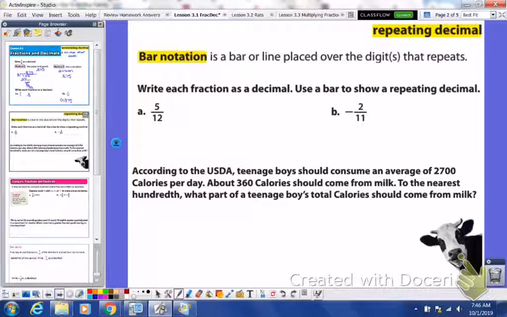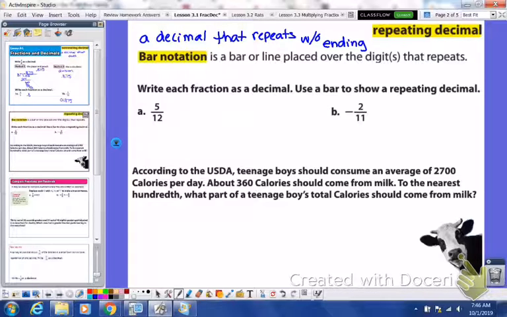So if we go on to our next, a repeating decimal would be a decimal that repeats, obviously, without ending. So it's going to continue forever and ever and never end. For that, we use bar notation because obviously we cannot keep writing the same number over and over again. So bar notation is a bar or line placed over the digits that repeat. So again, write each fraction as decimal. Use a bar notation to show repeating decimals.